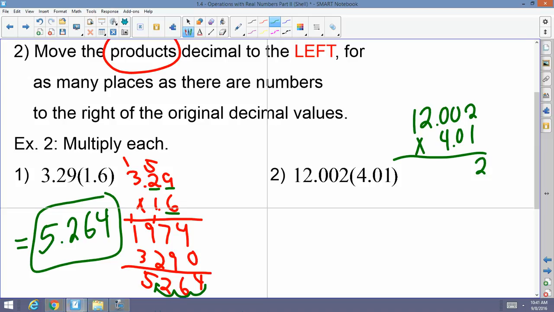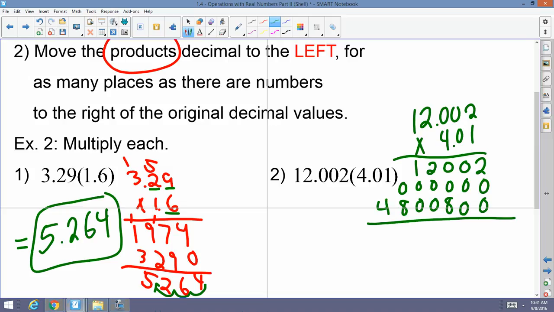So I got 2, 0, 0, 2, 1, skip a space, 0, 0, 0, 0, 0, skip 2 spaces, 8, 0, 0, 8, and 4. So I got 2, 0, 8, 2, 1, 8, 4, and I've got 1, 2, 3, 4, 5 numbers to the right of the decimal, so I gotta go 1, 2, 3, 4, 5 places to the left.